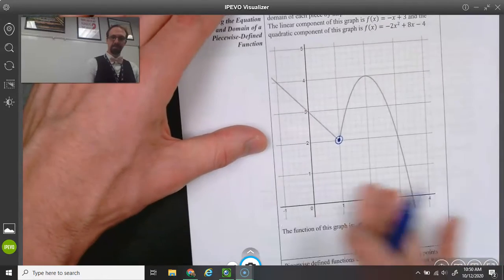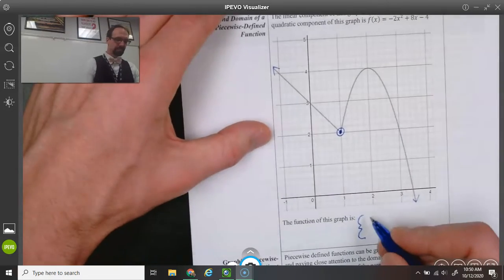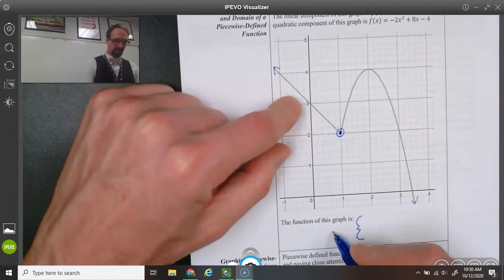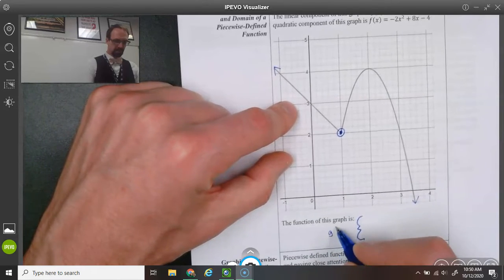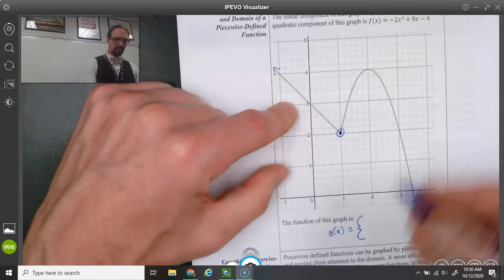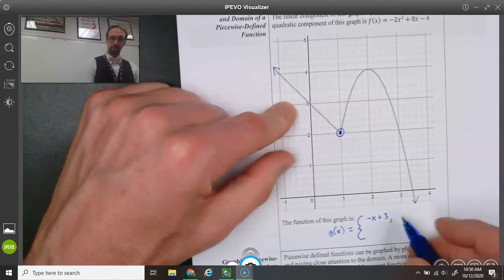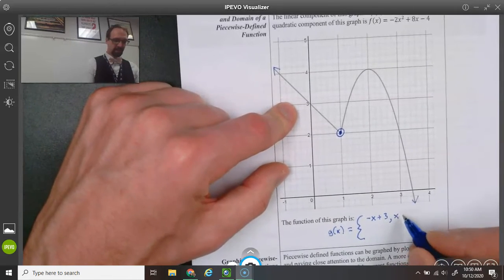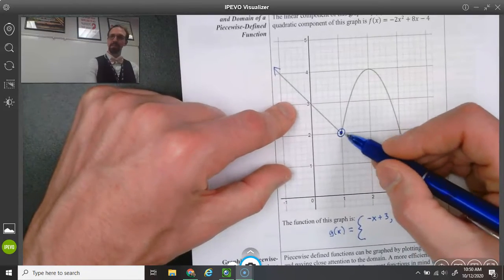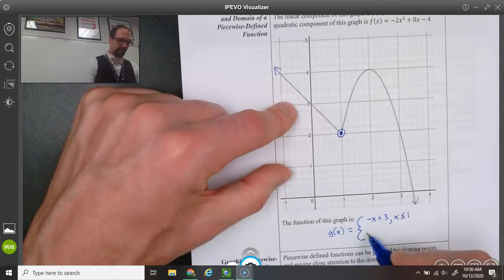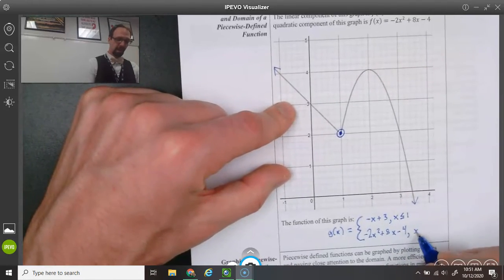As we read it from left to right, we're going to assume that these continue on forever in both directions. So let's call this g of x. g of x equals, and then here we have negative x plus 3 when, so this comma here shows when, and this will be x is less than or equal to 1. Now I'm saying x is less than or equal to 1. This is the domain. Remember we said it was equal to for the linear component. And then negative 2x squared plus 8x minus 4 when x is greater than 1.